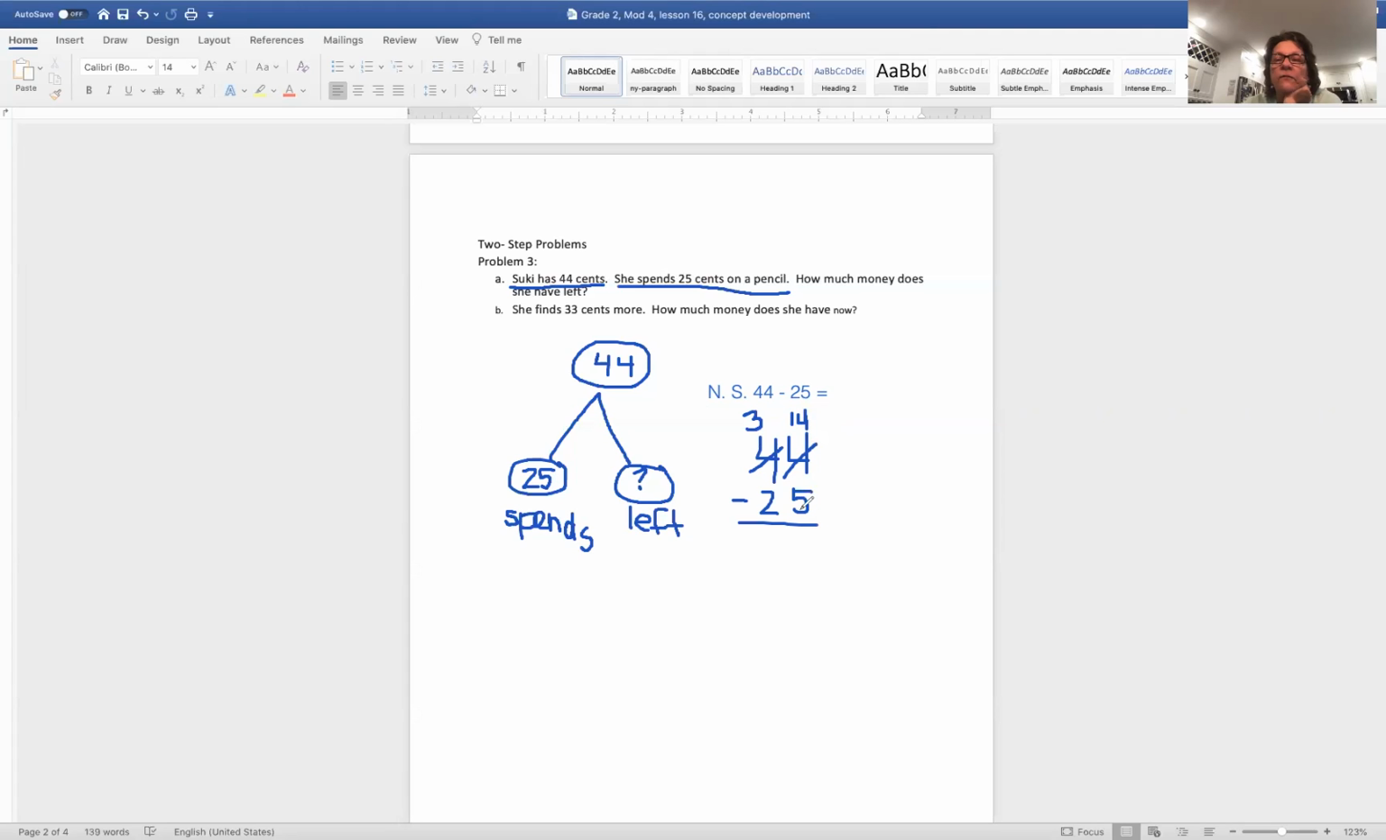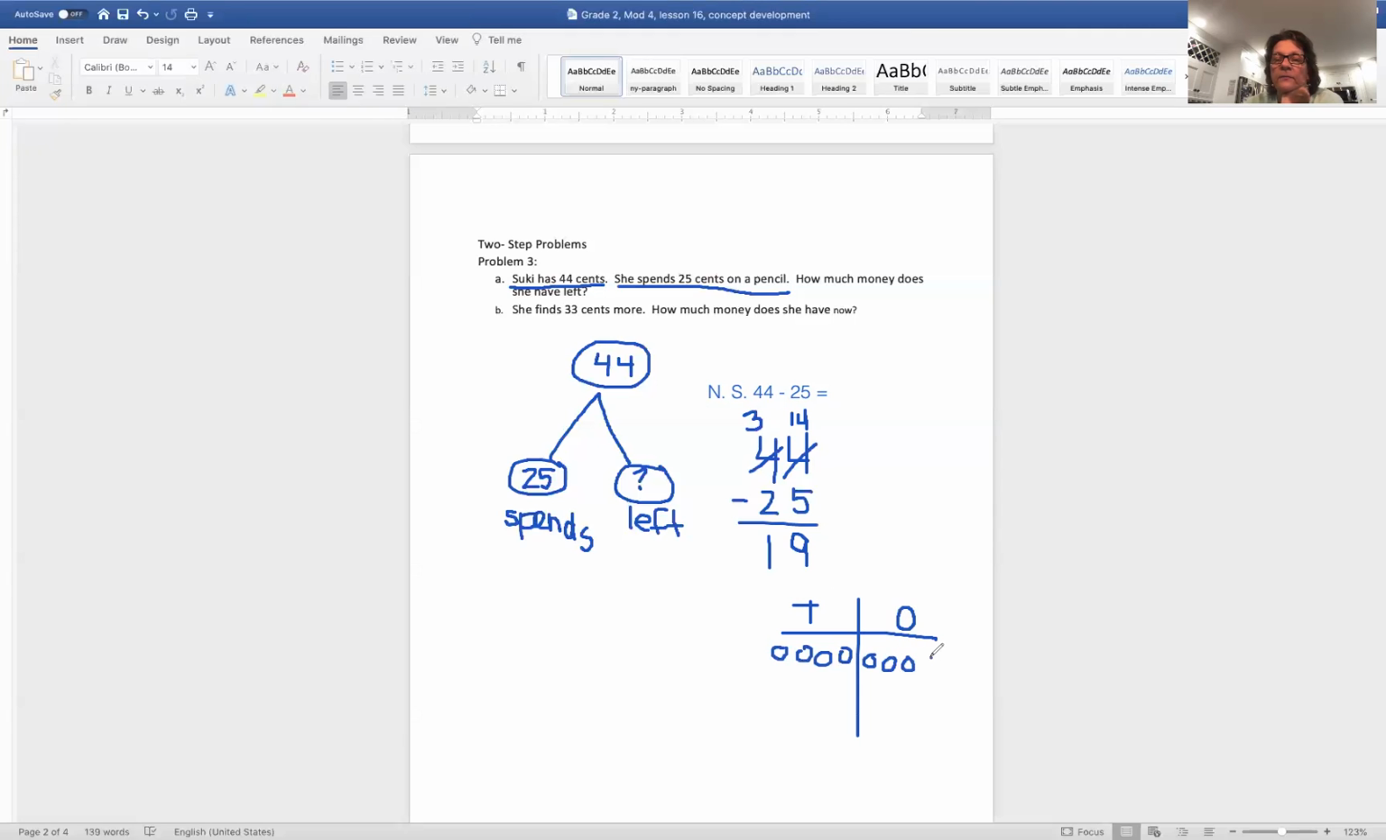Okay, hopefully you got 14 minus 5 is 9. And then we come over here and we subtract our tens. 3 tens minus 2 tens is 1 ten. Okay, remember, you can always draw. If you're struggling with how to do that algorithm, the unbundling process, you can always draw your place value chart. You could draw 44 by making 4 tens and 4 ones. These are just place value discs.